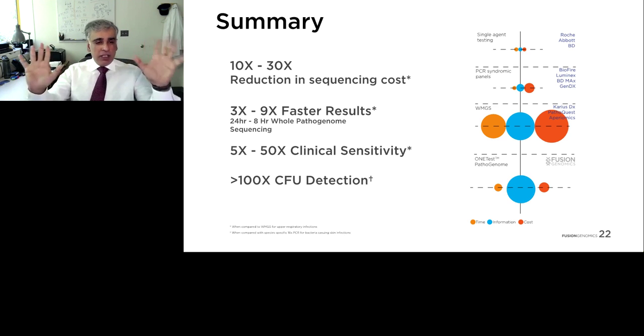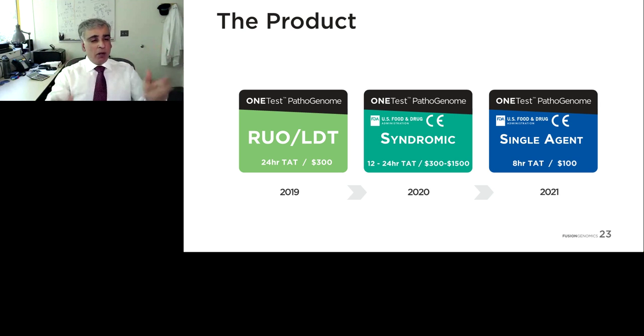So this is the only slide about the product. We want to launch it in about 2019 as an RUO LDT. It will be priced at $300 and will have a turnaround time of 24 hours.